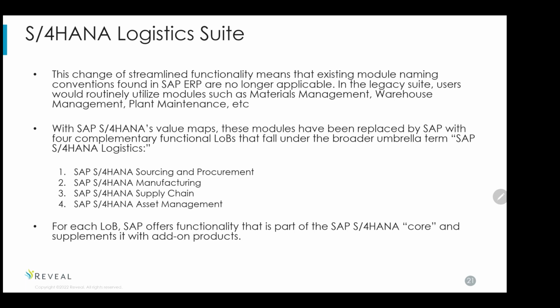So what SAP did was, along with their value maps, which by the way have existed a while but are really coming to the fore now, they've replaced all of the modules with what are known as the S/4HANA Logistics Suite and lines of business.